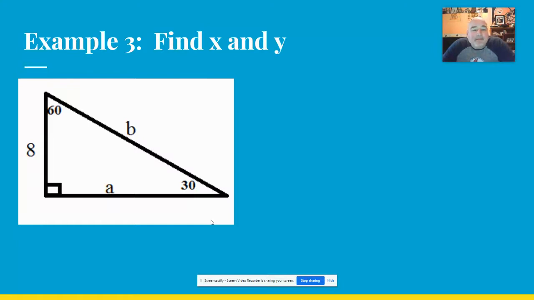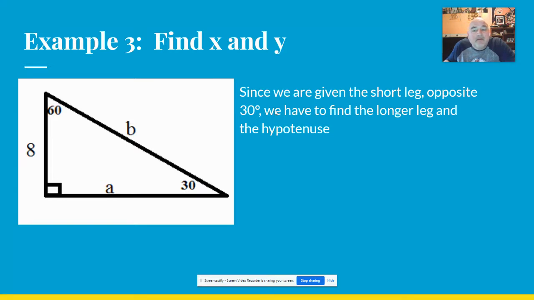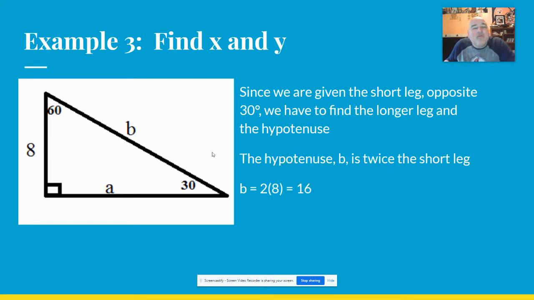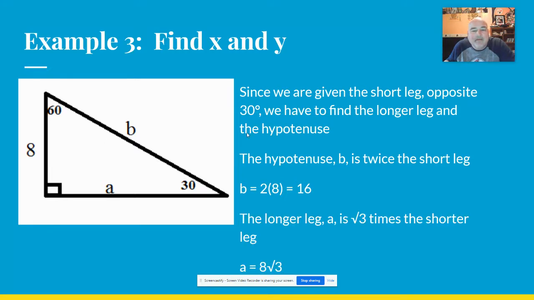Find x and y, or in this case, a and b. The important thing you have to realize is what you're given. You're either given the hypotenuse, the short leg, or the long leg. And in this case, we're given the short leg. The hypotenuse is twice that short leg, so therefore b is 16. The longer leg is the square root of 3 times that short leg, so it's 8 square root of 3. And you leave it in radical form, so you're done.